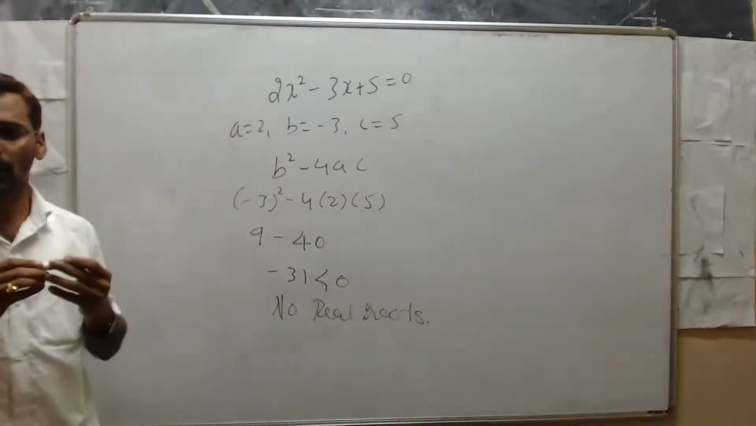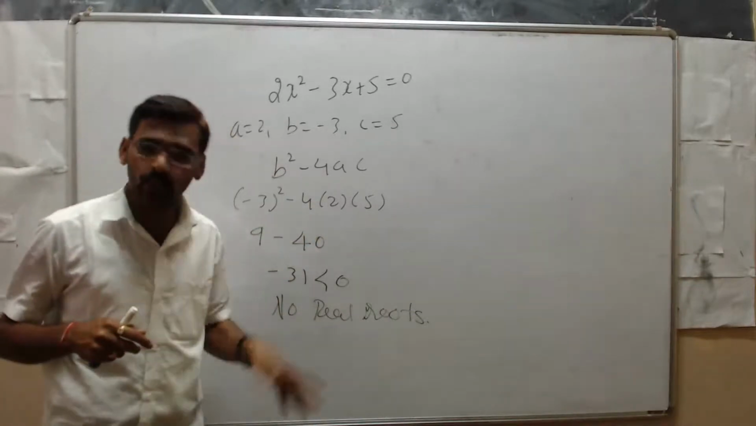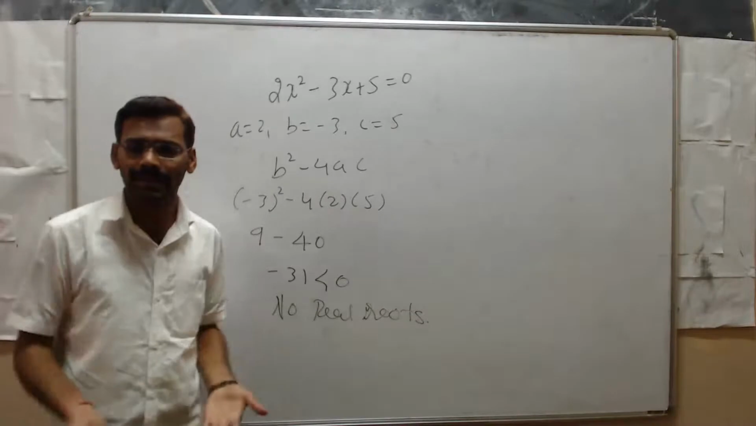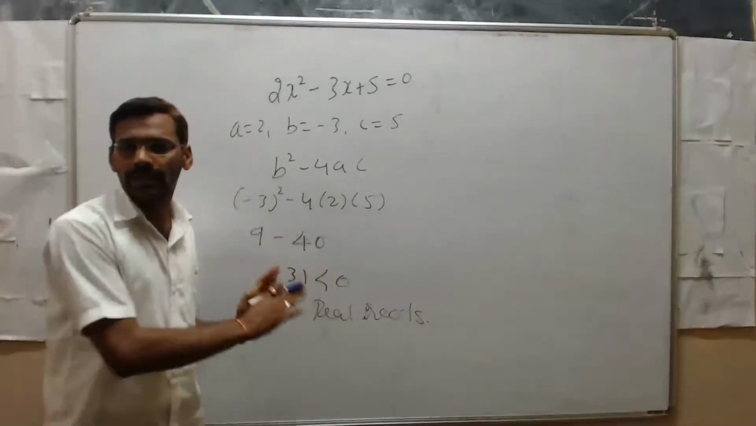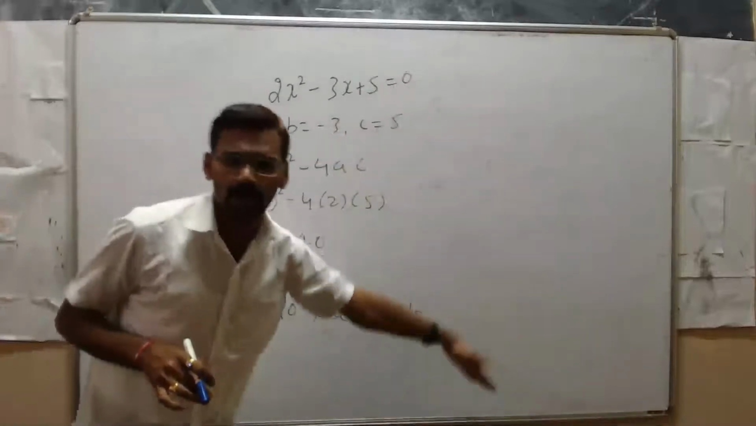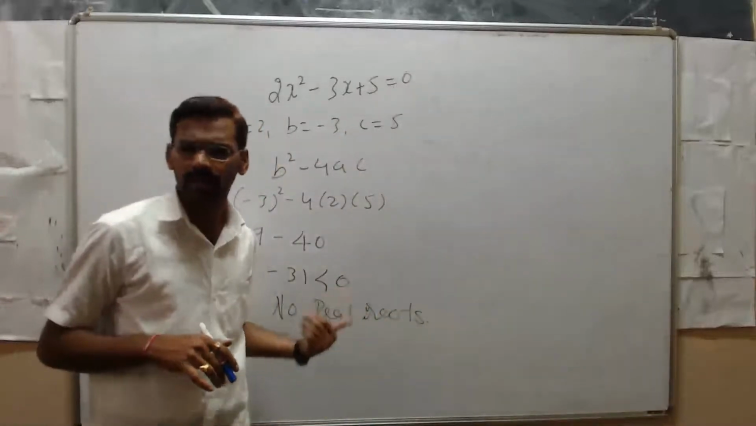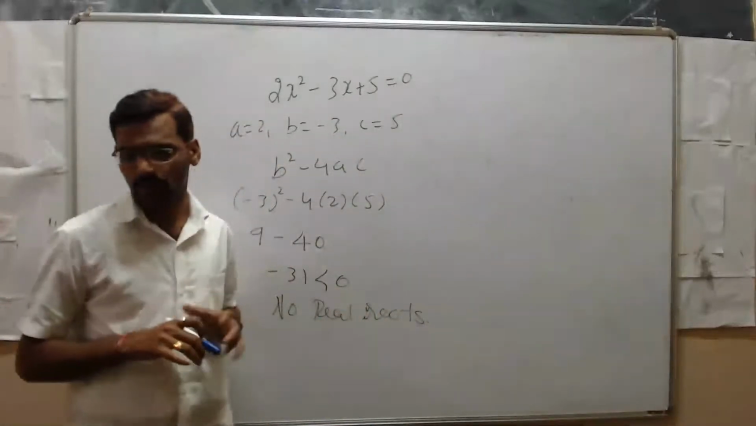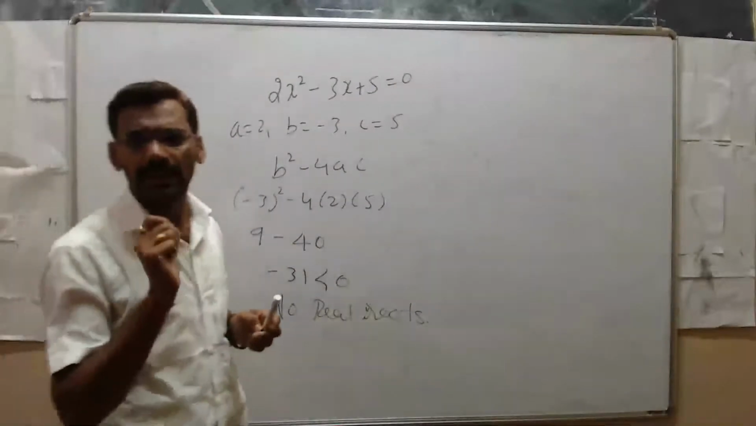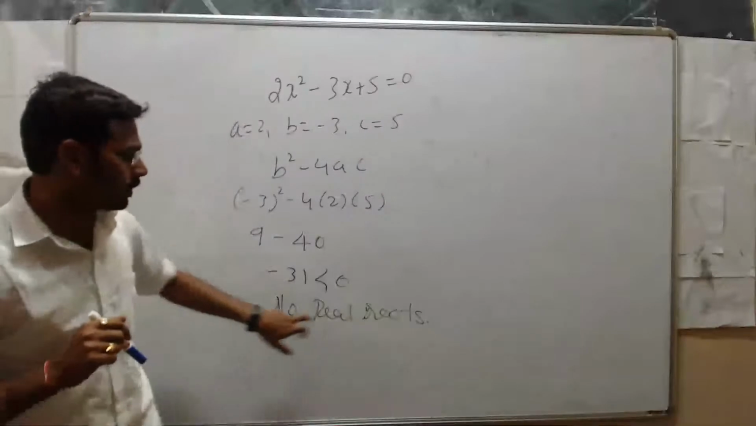If roots are real, then only we have to find roots. If roots are not real, we are not able to find roots. If it is positive, then we have to find the roots by applying the quadratic formula. So, no real roots.